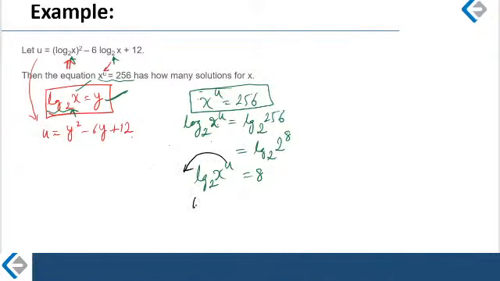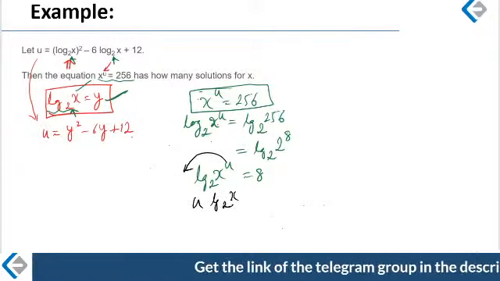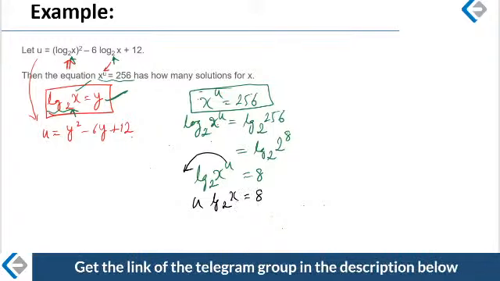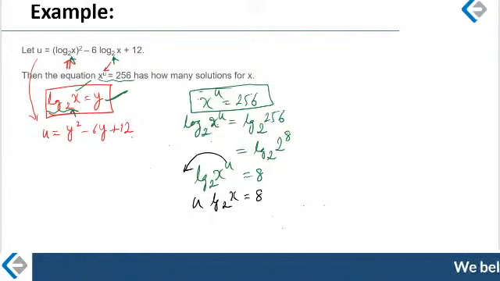Use power rule. U log x to the base 2 is also equal to 8. That's what you are trying to say here. From here I can get the value.